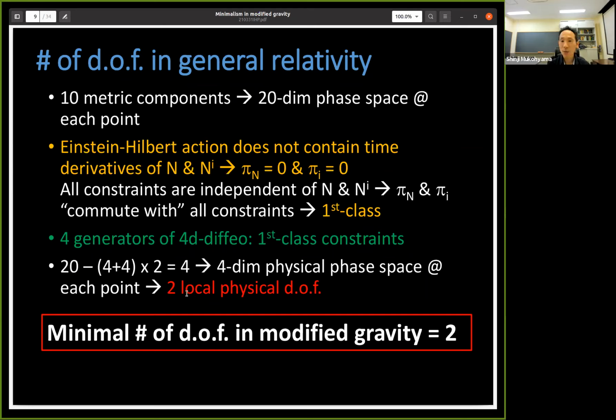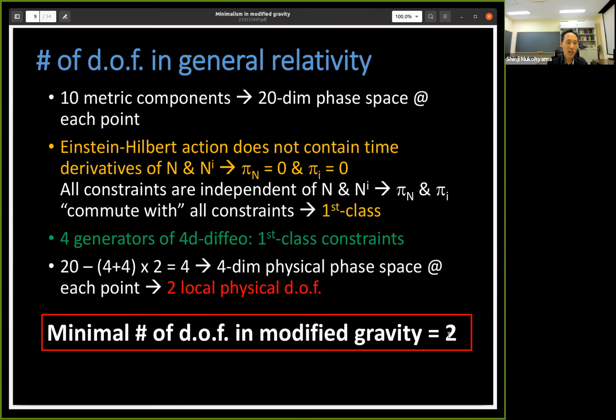Okay. So when we modify GR, the minimal number of degrees of freedom in modified gravity should be 2, because we know from observation in our universe that we have gravitational waves, which have a plus mode and a cross mode. And indeed, these 2 degrees of freedom of GR are gravitational waves. So we cannot reduce from 2 to 1 or 0. We need to have at least 2.